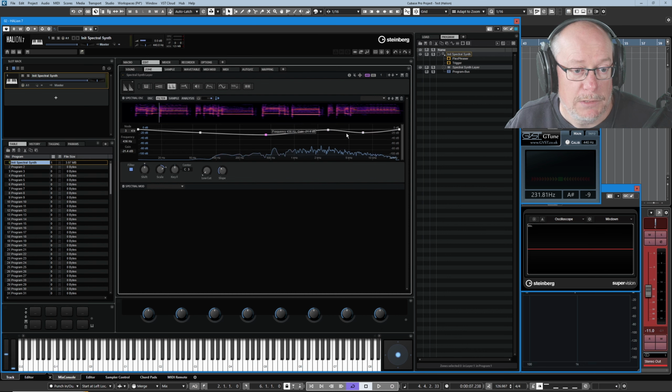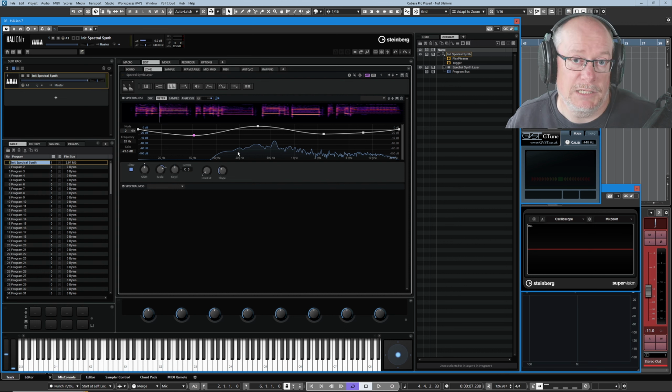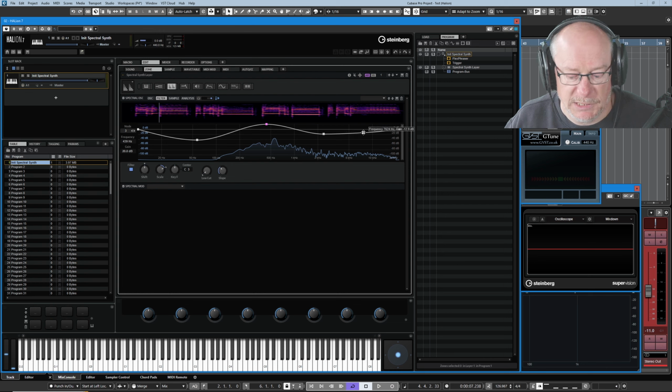And now it's quite clear what I'm doing to the spectral graph. I'm basically applying an EQ curve. And this filter curve is going to apply to the entire spectrum. Remember when we were looking at wavetables, you can apply filters to each individual entry in a wavetable. That's not the case here. This filter is going to apply to the entire sample. So I've just scooped away a load of the bass sound. And we're accentuating the frequencies around 500.